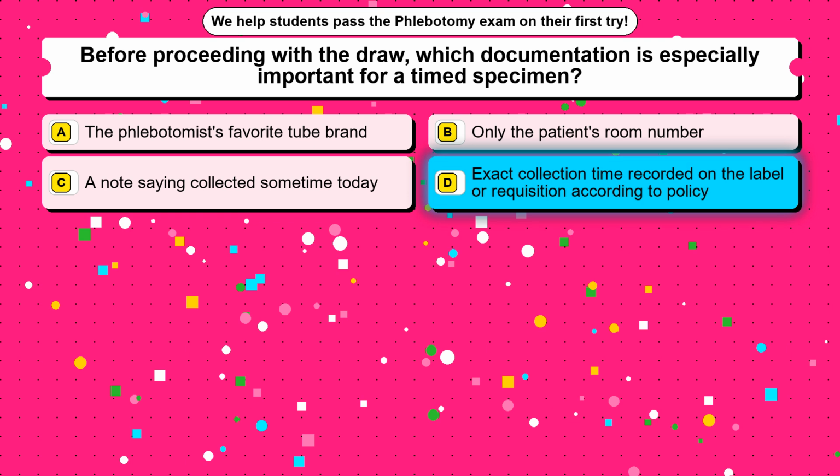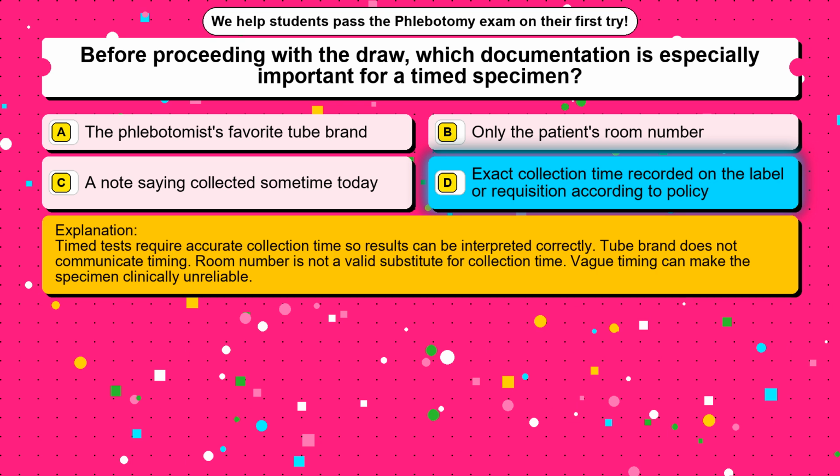Exact collection time recorded on the label or requisition according to policy. Timed tests require accurate collection time so results can be interpreted correctly. Tube brand does not communicate timing. Room number is not a valid substitute for collection time. Vague timing can make the specimen clinically unreliable.